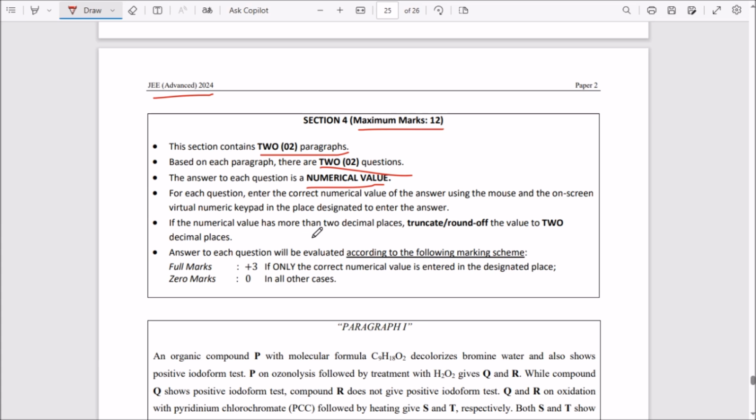If the numerical value has more than 2 decimal places, truncate or round off the value to 2 decimal places only. You will get +3 if only the correct numerical value is entered in the designated place. In all other cases, you will not get any marks. Even if you write wrong answer, there is no negative marking for this section. Let us see the questions.